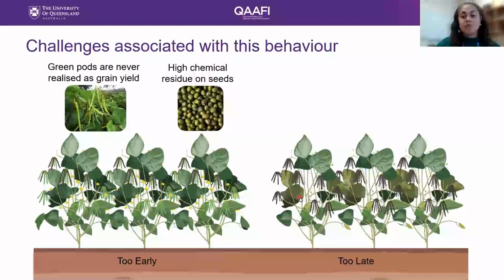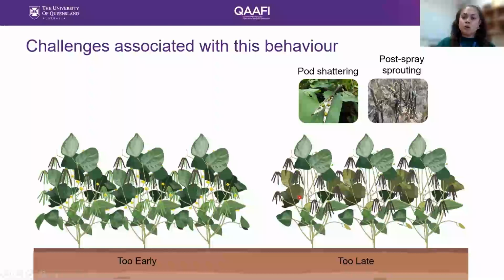Whereas if you spray too late, a lot of these really mature pods are at high risk of shattering. And you can also have risk of post-spray sprouting. You pretty much desiccate the plant and then it might rain and then the seeds will start to sprout in the pods. And that was a big issue that I had last season with all of that heavy rainfall.